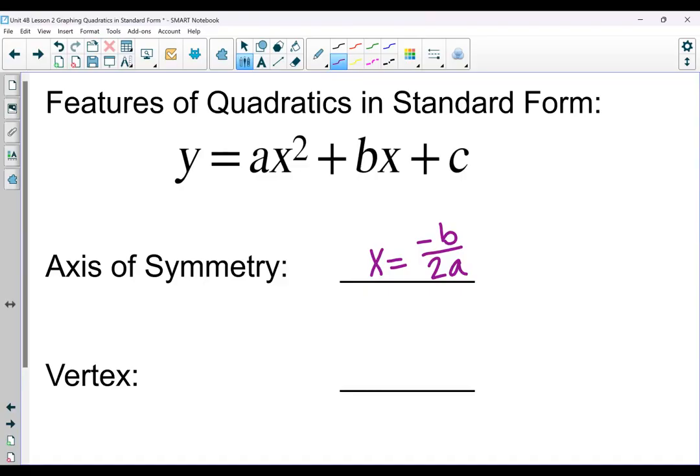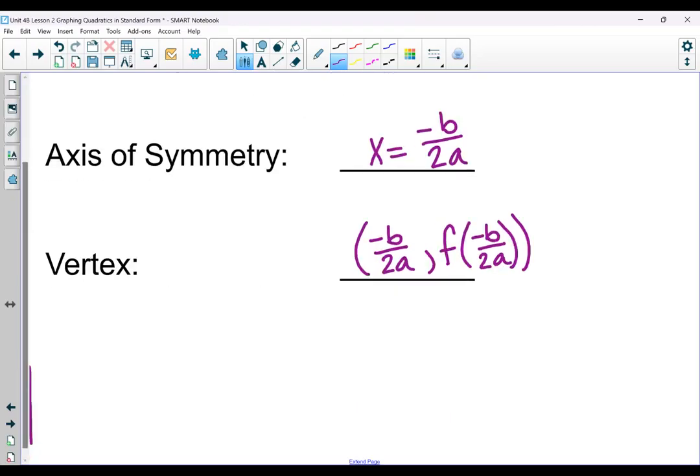The vertex, we all know, is the point that the axis of symmetry runs through. Therefore, the x value of the vertex in standard form is negative b over 2a. To find the y value, we're going to plug in that x value, or evaluate the function at negative b over 2a. So this notation here, as complicated as it looks, is really saying plug in your x value to find the y.